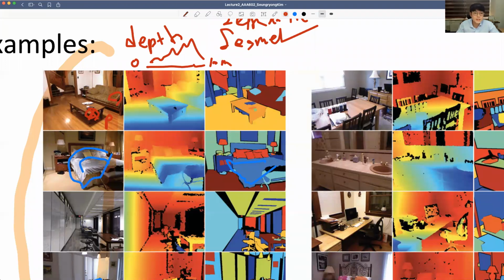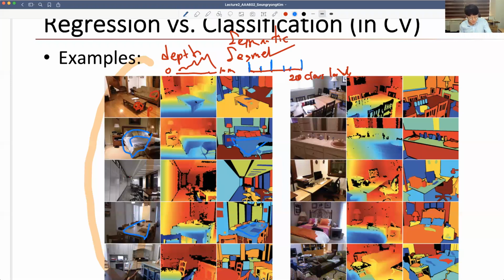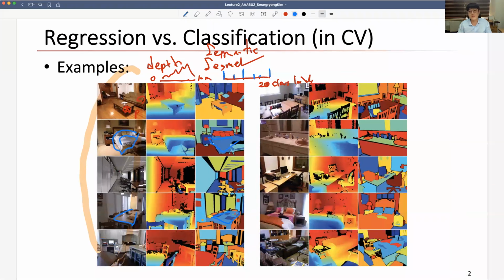What about the segmentation map? It's a categorical variable. For example, we want to find out, let's say, 20 class labels. In that case, the output of the semantic segmentation map is a discrete value, something like this, right? So this is the main difference between the regression problem and the classification problem.